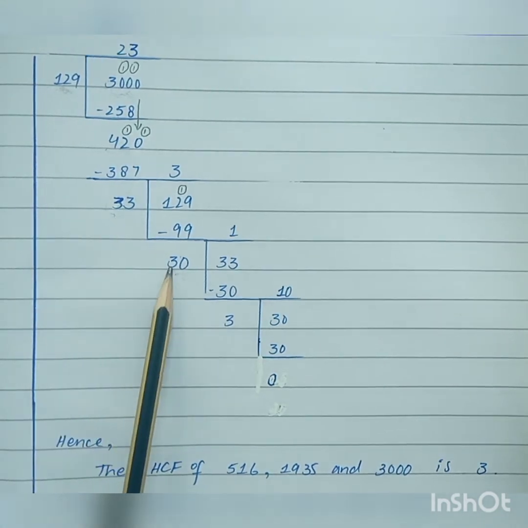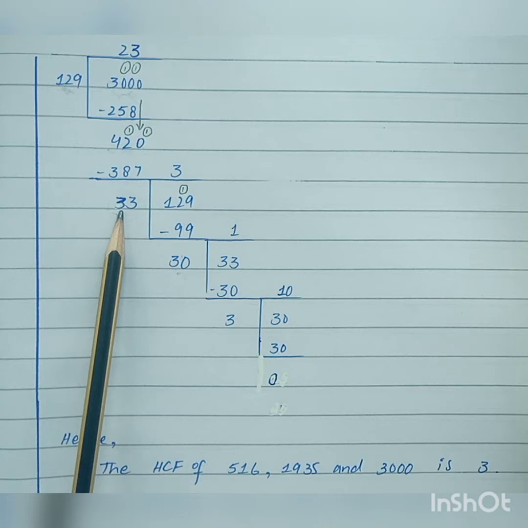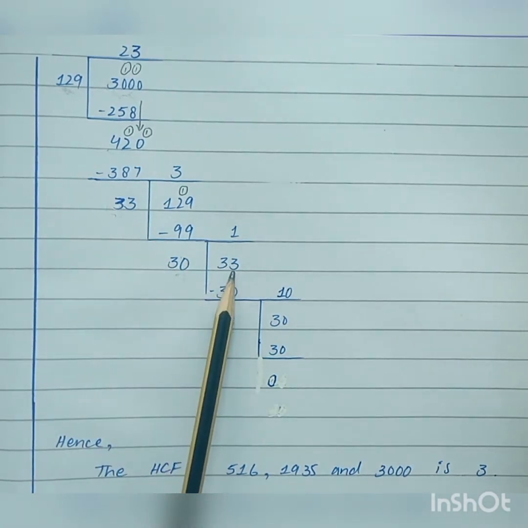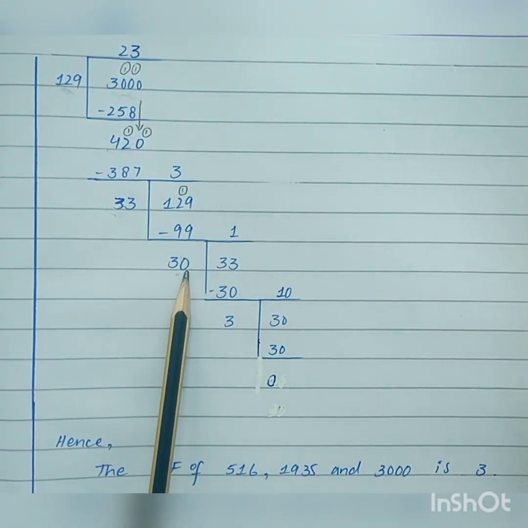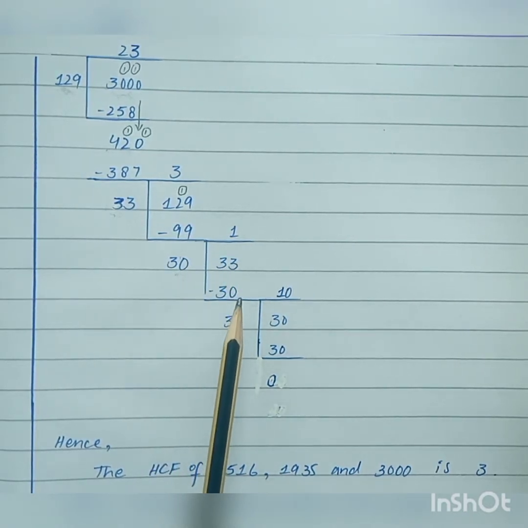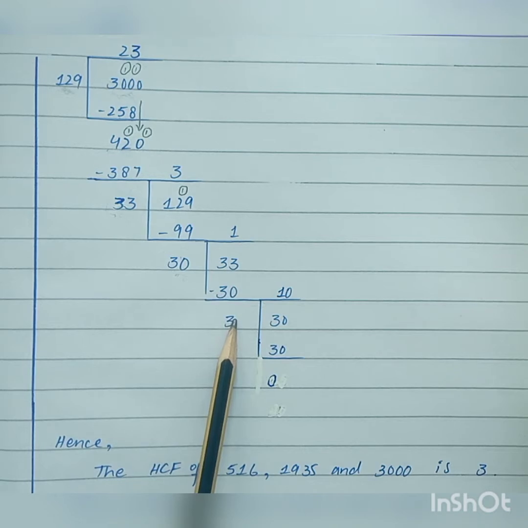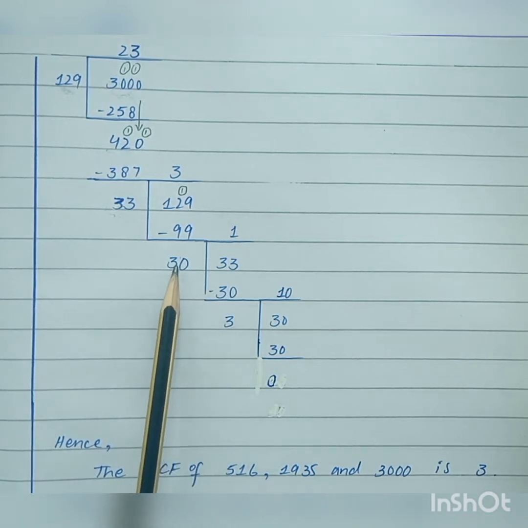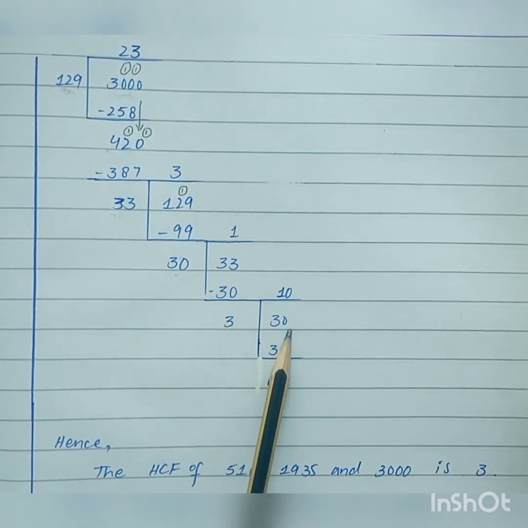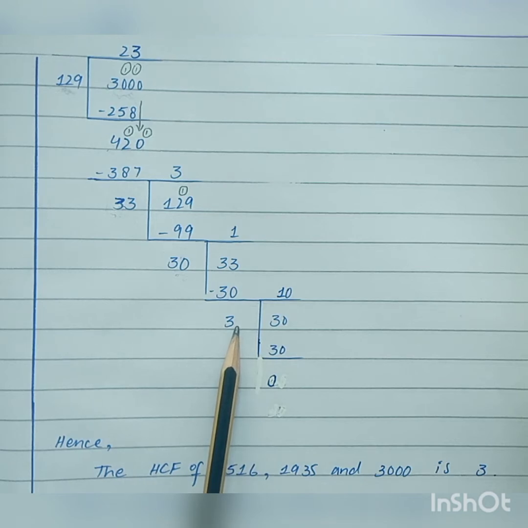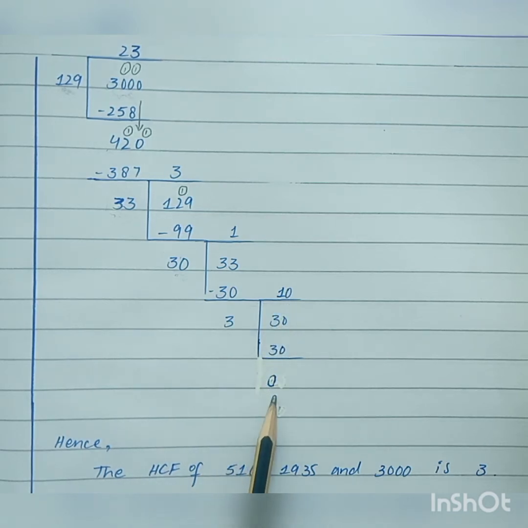33. So 30 is not divisible by 33, so 33 is take inside of the bracket and 30 outside of the bracket. Next, divide these two terms. 30 ones are 30, and the remainder is 3. 3 is the smallest value, then 33 is not divisible by 30, so 30 is take inside of the bracket and 3 take outside of the bracket. 3 times 30, the remainder is 0.